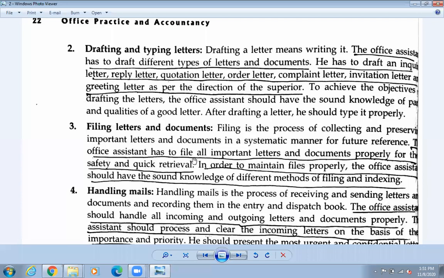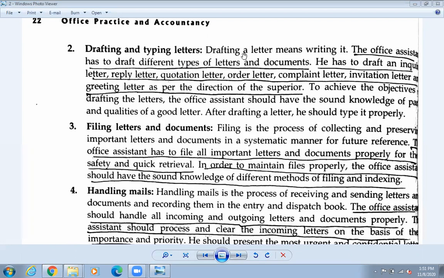Some letters are already prepared in my computer itself. The computer already has some letter formats. Then you just need to rename and make the letters. Either you need to make the order letter, a complaint letter, a quotation letter, a reply letter. So many letters are there, and you need to make them.